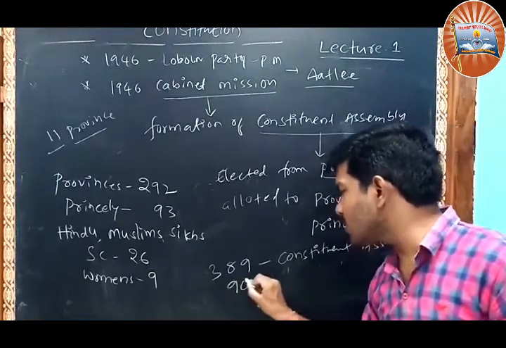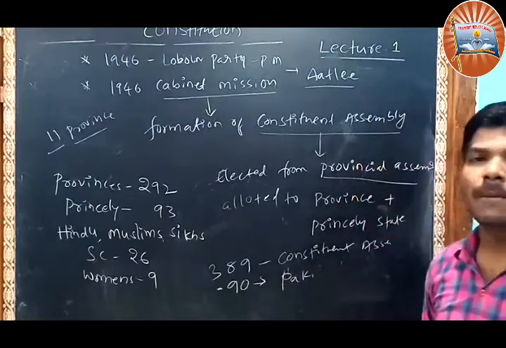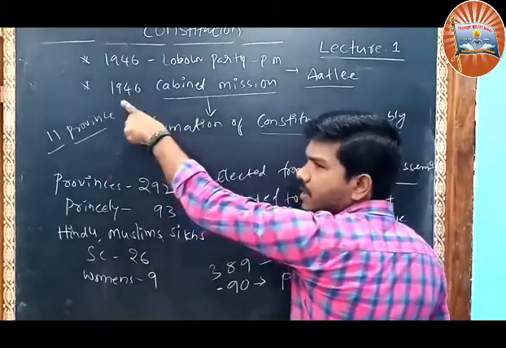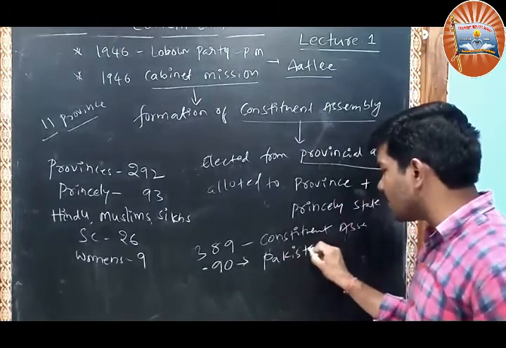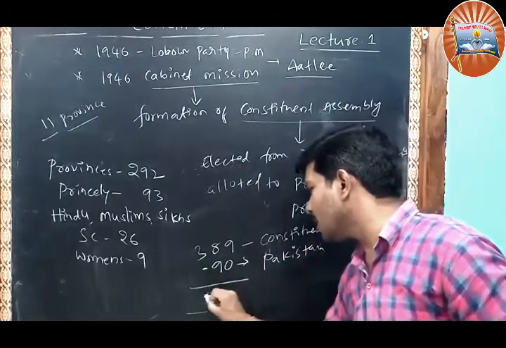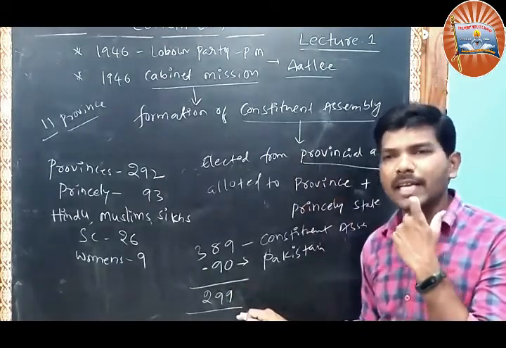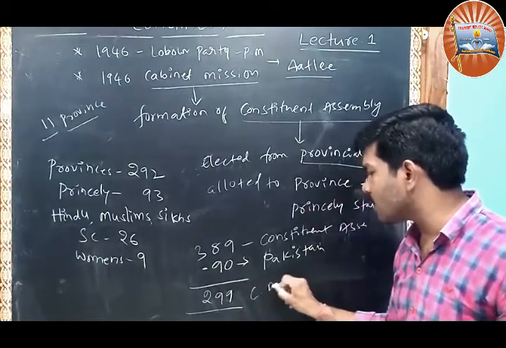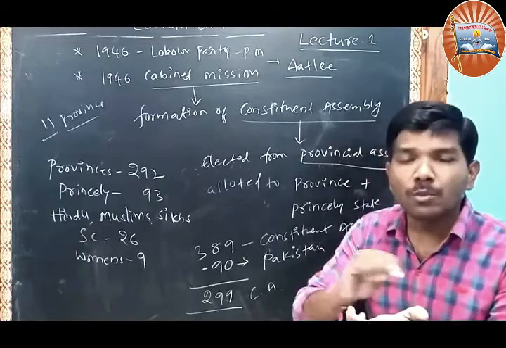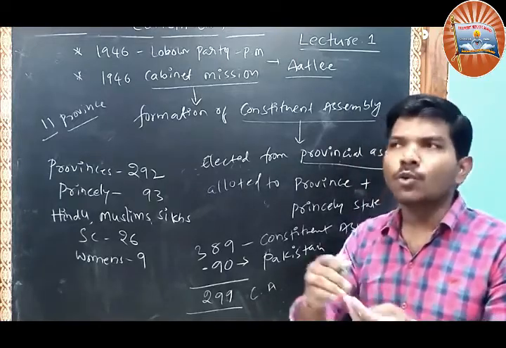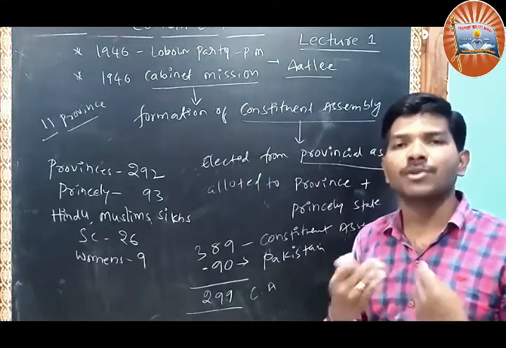But 90 members were left for Pakistan. Minus 90, because the separation came after 1946. In 1947 Pakistan separated, so the Pakistan members were left. So how many members are there completely? 299 members. Total Constituent Assembly members were 299. These 299 members started to make our constitution. They started to collect certain information from different countries. They started to read different countries' constitutions.